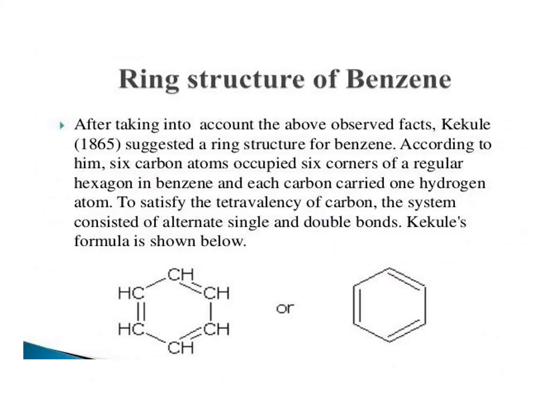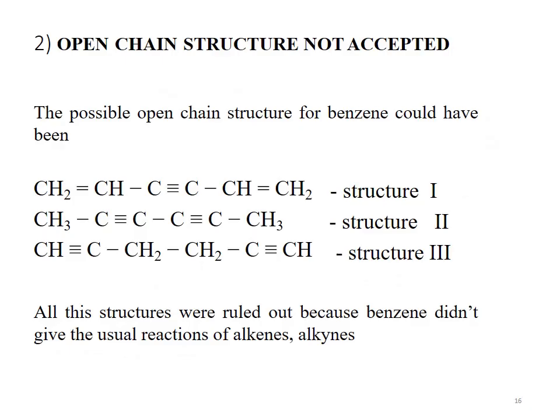Now the ring structure of benzene. Kekulé suggested a ring structure for benzene. According to him, 6 carbon atoms occupy the 6 corners of a regular hexagon in benzene, and each carbon carries one hydrogen atom to satisfy the tetravalency of carbon. The system consisted of alternate single and double bonds.